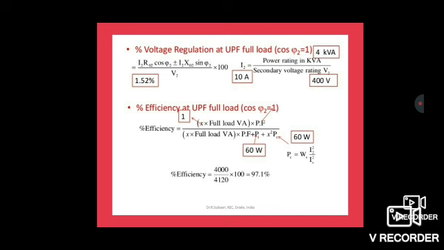Then percentage efficiency at UPF load is given by X into kVA into power factor divided by X into full load VA into power factor plus PI plus X squared PC. X is 1. Therefore, by applying the formula, we get the answer as 97.1%, where PI is 60 watts and PC is 60 watts. So the answer is 97.1%.